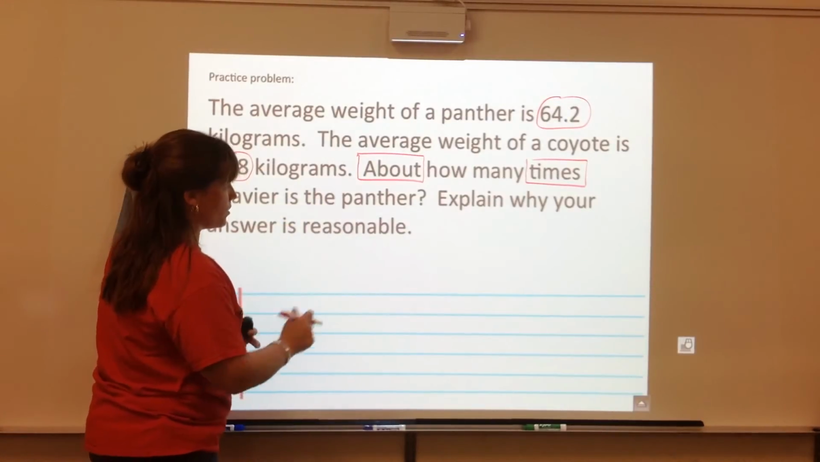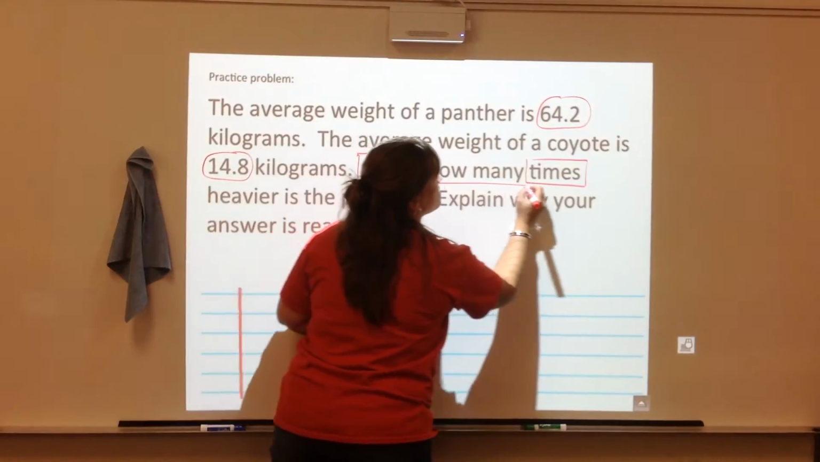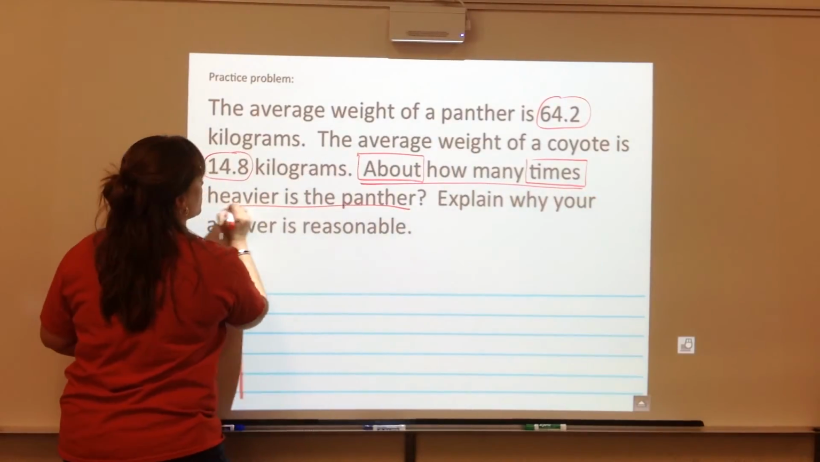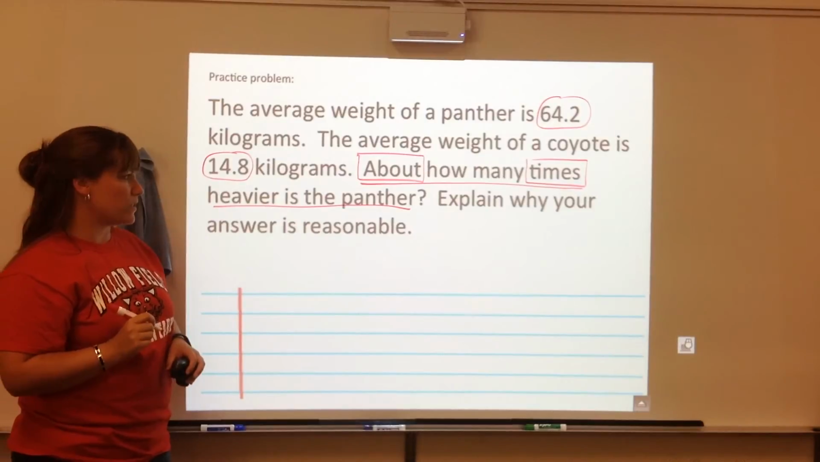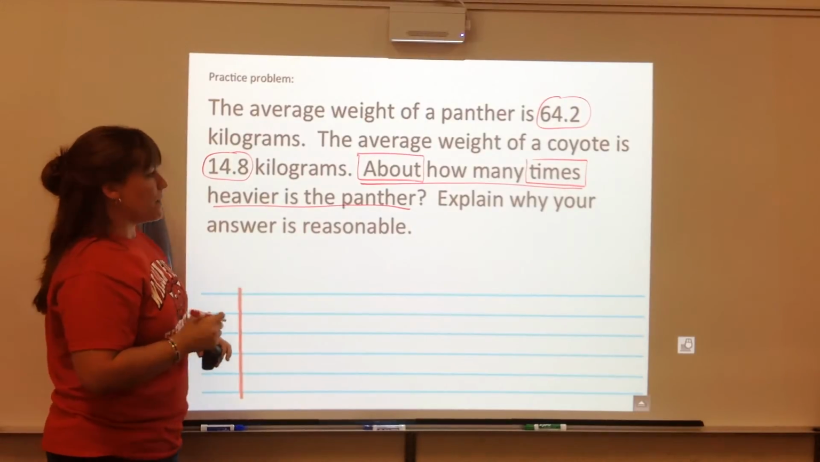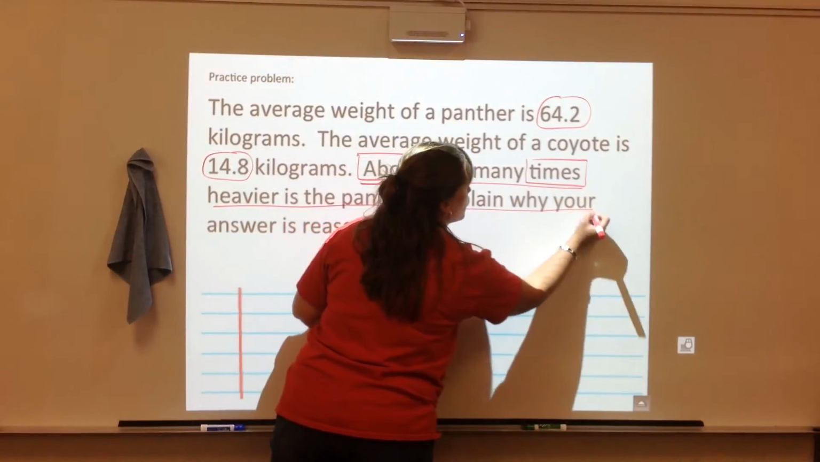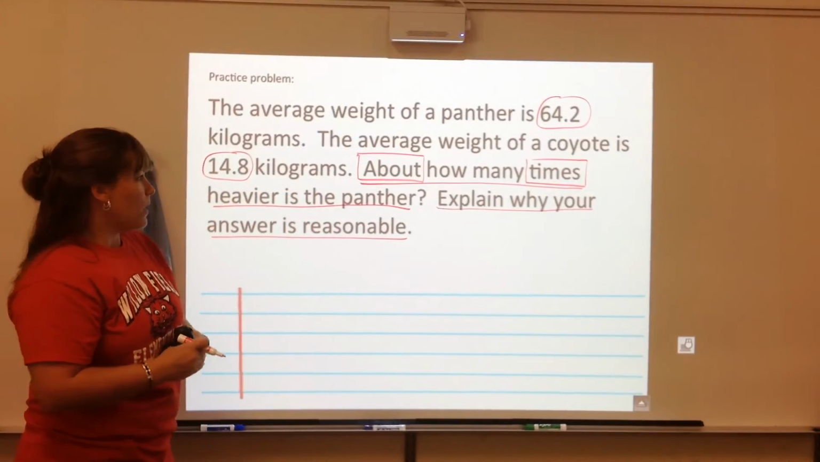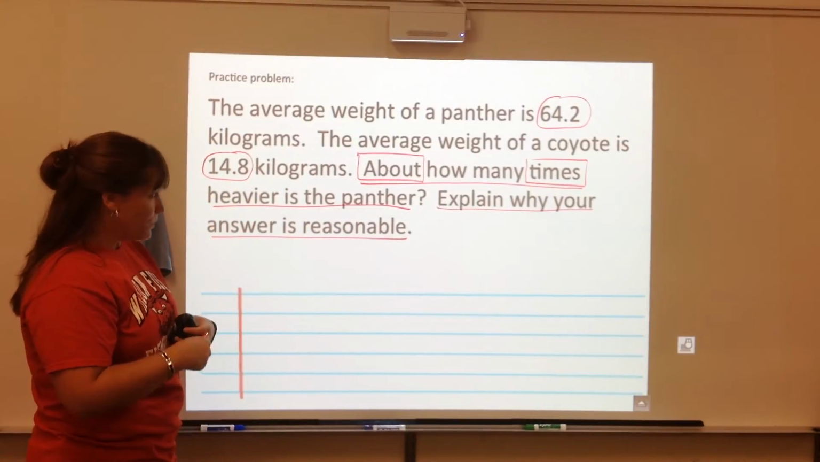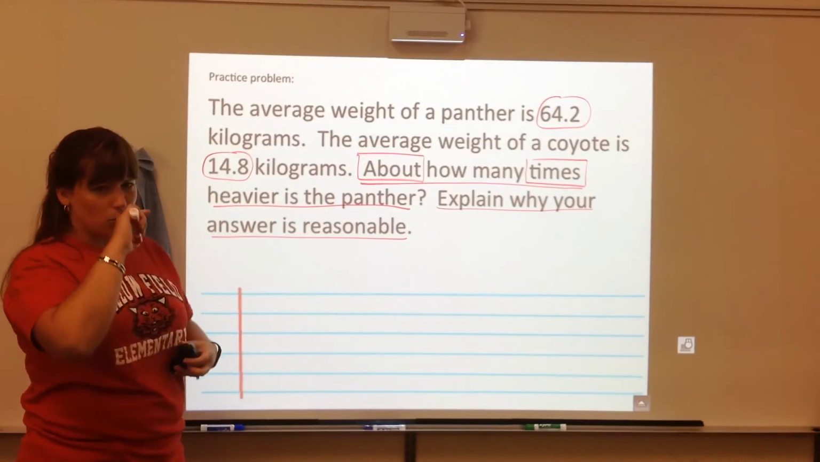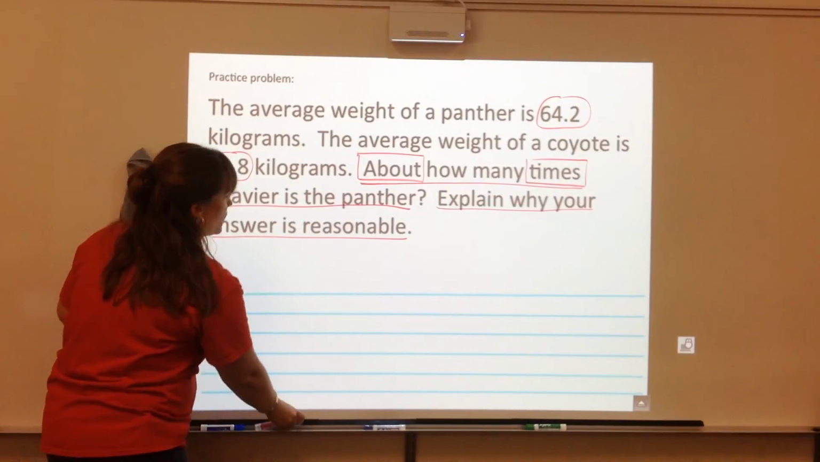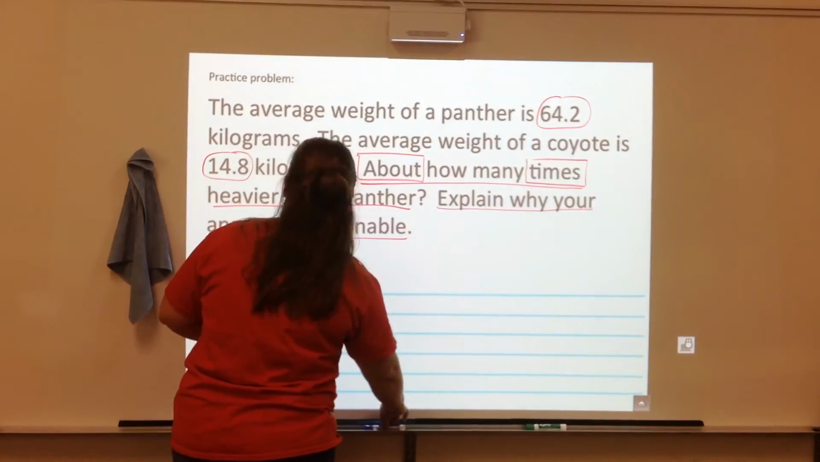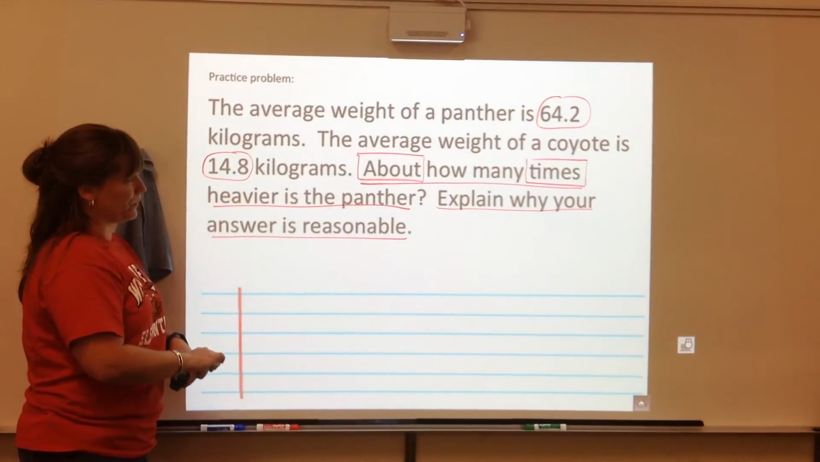Let's finish CUBES, though. I'm getting ahead of myself. This is the question: about how many times heavier is the panther. And then this is also something that we're going to have to do, so I'm going to underline it. Explain why your answer is reasonable. Now back to which operation are we picking? It says about how many times heavier is the panther.